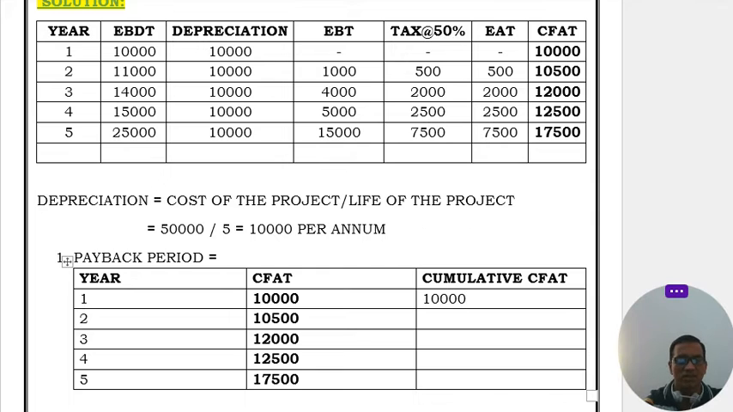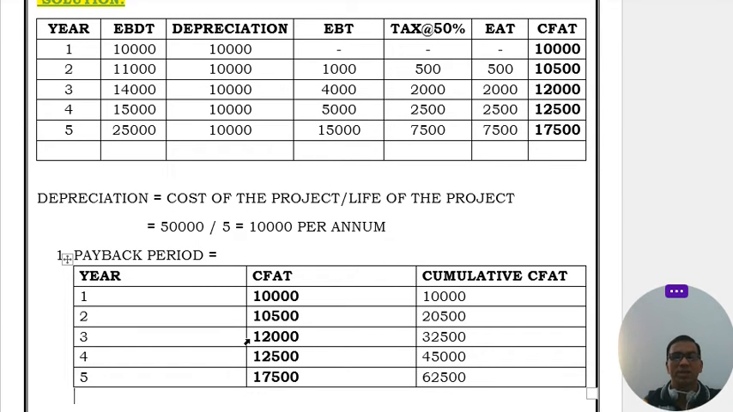How will we get cumulative CFAT? First year it is the same, 10,000. Second year plus first year, 10,500 plus 10,000, 20,500. Third year plus second and first, all three together, 32,500. Then all four years of CFAT, that is 45,000. Adding all five years, 45,000 plus 17,500, 62,500. So this is the cumulative column.